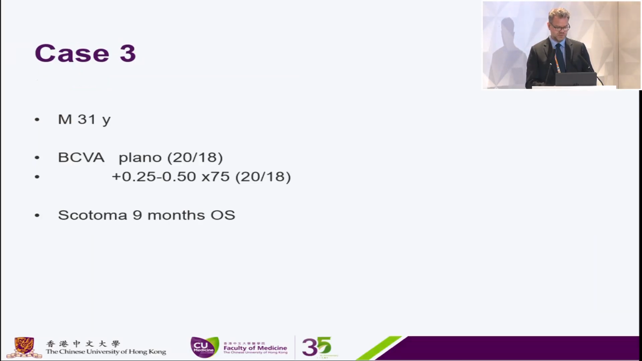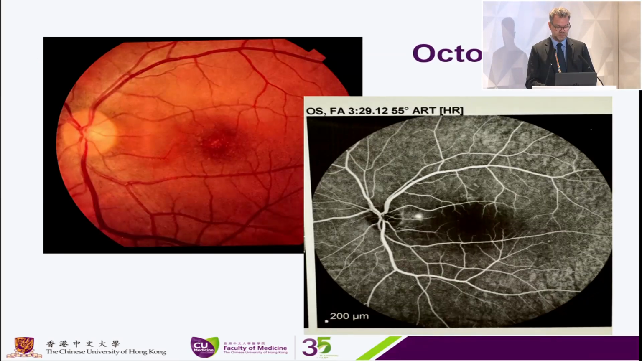Here's a more typical scenario of a young male with 20/18 vision in both eyes, but complaining of a scotoma for 9 months in the left eye. You can tell that this is also chronic just from the fundus photo. You can see some RPE change and drusen. And on the fluorescein, interestingly, the site of leakage here is quite close to the disc.